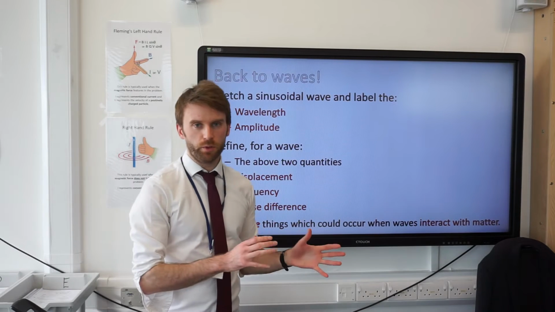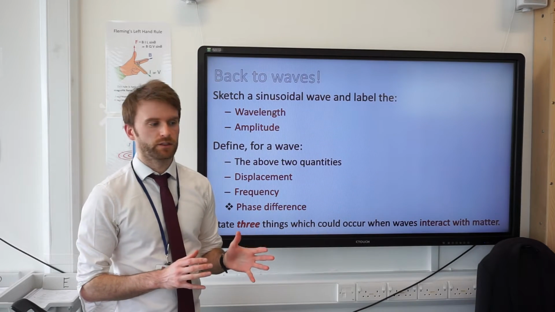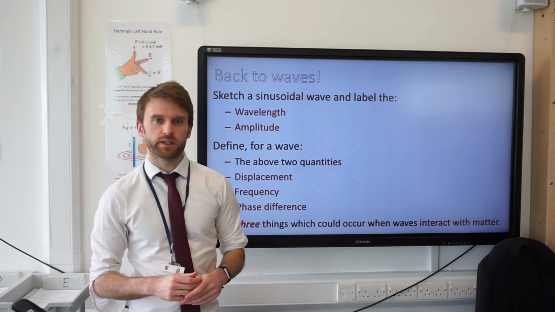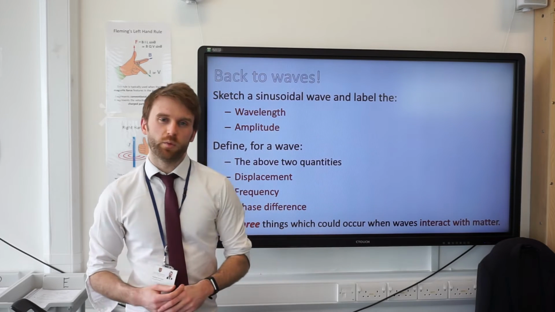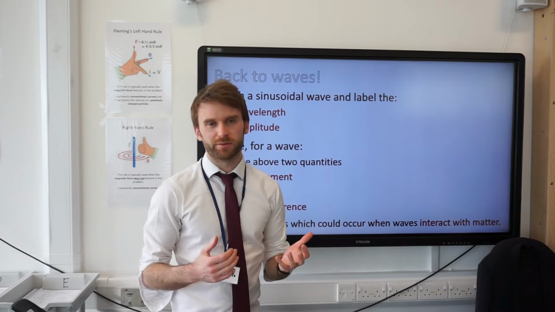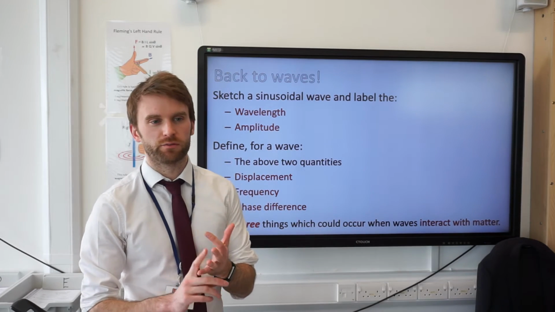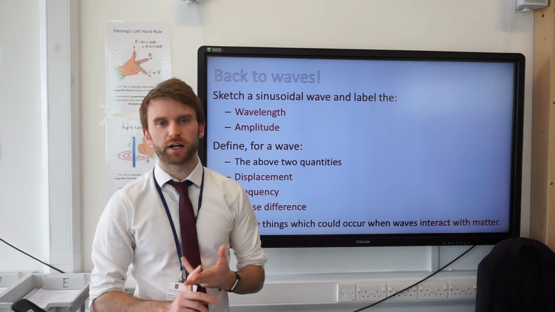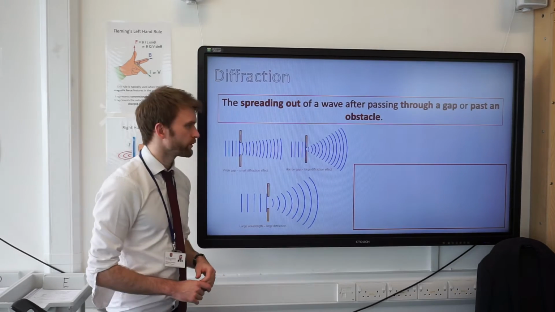So if the previous book was looking at the measurable quantities for waves, this is looking at what waves actually do, how they behave, what happens when they pass by objects. All of the things listed in the book: diffraction, refraction, reflection, and a new thing called polarization. We're going to look at diffraction and polarization today.